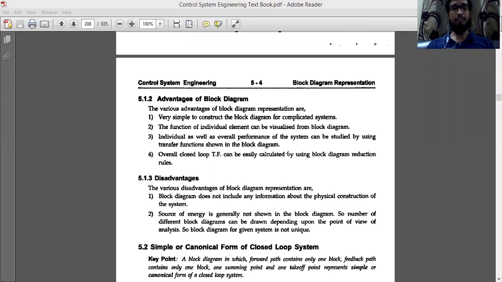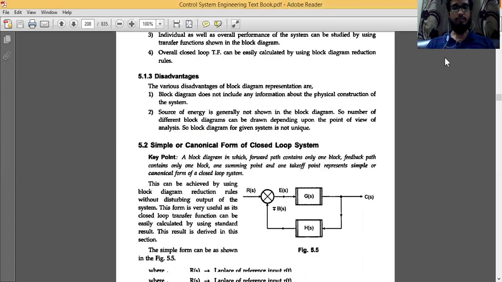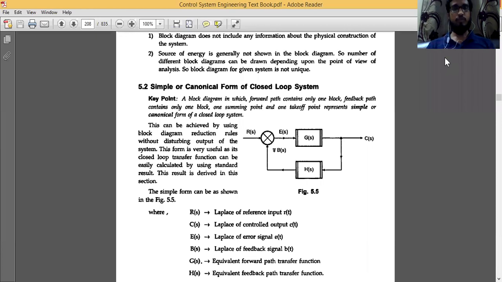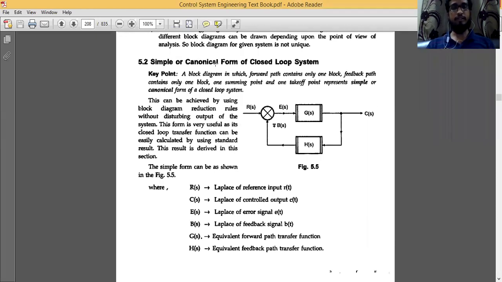After the advantages and disadvantages, we saw some very basic concepts of control system, called the canonical form of a closed loop control system. We saw it has one block of G, one block of H, and R of S, C of S, and plus or minus B of S. These are the various notations for the control system block shown, that is figure 5.5.